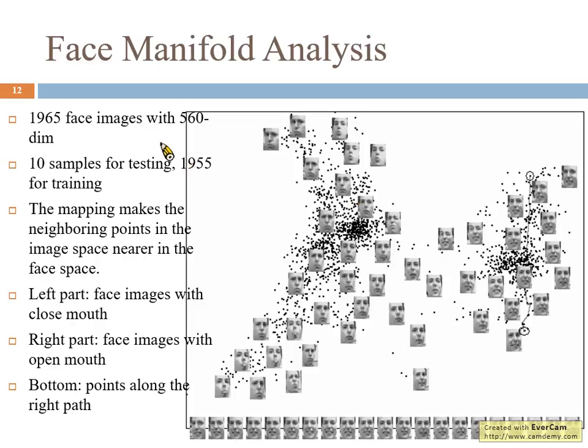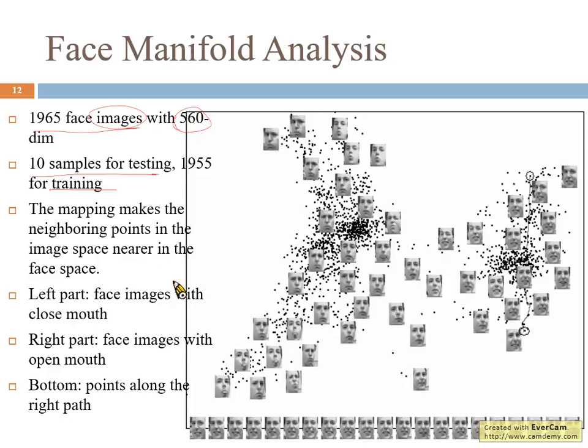In this paper, the authors showed the power of manifold analysis by this example. They use around 2,000 face images, represented as 560-dimensional vectors. Then they use 10 samples for testing and the rest for training. This figure shows that when we map high-dimensional facial images into a two-dimensional space by LPP, the mapping makes the neighboring points in the image space nearer in the face space.